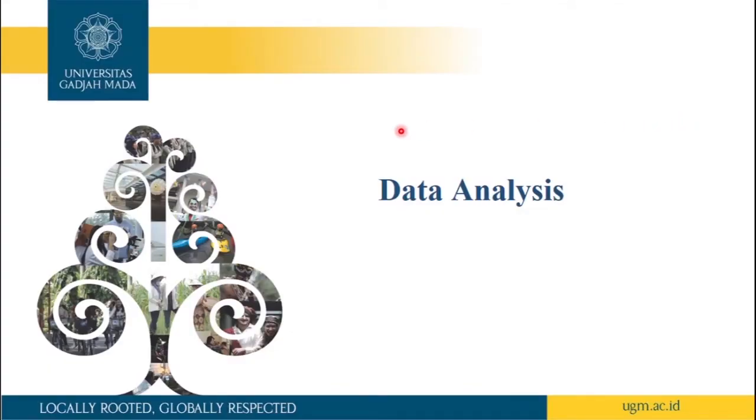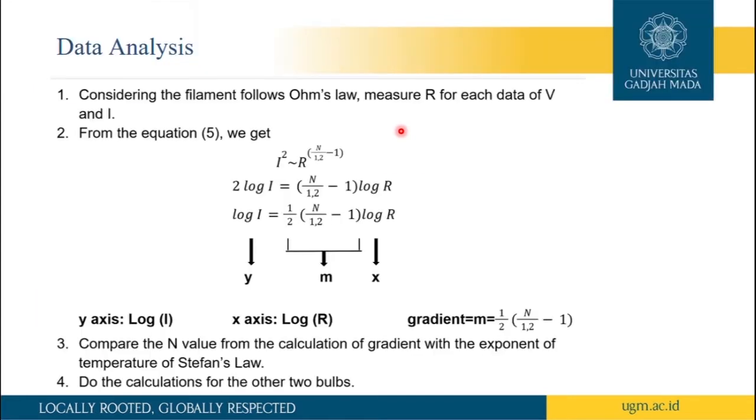Okay, so in this section, we will talk about how we analyze the data to get the result that we need according to the goal of this experiment. So in this experiment, we use Ohm's law, measure the resistance for each data of voltage and electric current. From the equation number 5 before, we get these equations, and we use the logarithmic rules to get these equations that are proportional to the equation of line that we use to draw a graphic.